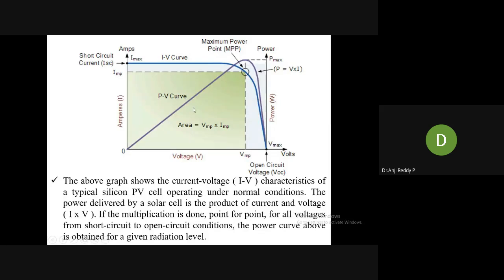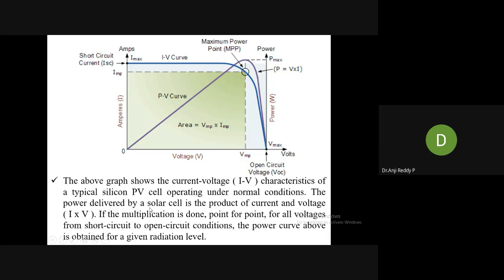Actually, I will explain two graphs. The first graph is the IV graph, current versus voltage characteristics. Current is on the y-axis, voltage is on the x-axis. Then whatever power is delivered by a solar cell, how can we calculate it? That is the product of current and voltage, the multiplication of current and voltage.